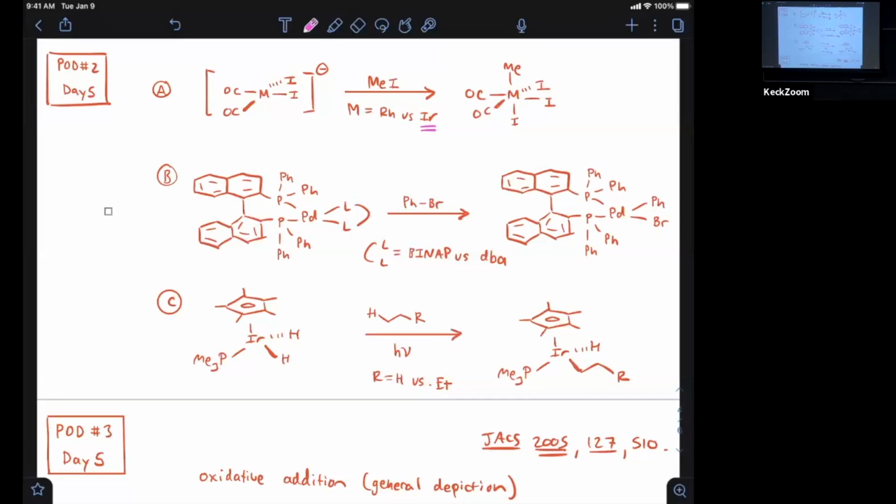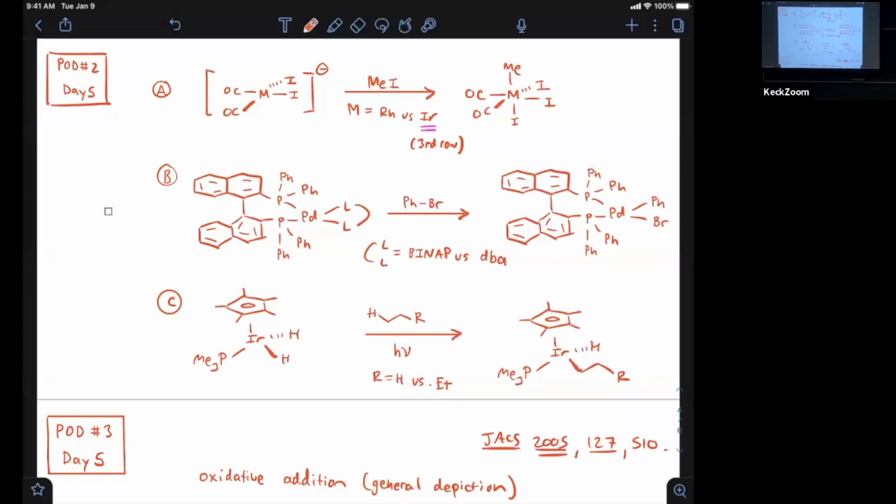Iridium is a third row, so it's more electron rich. Okay. Reacts faster. More nucleophilic is another way to state that. And we also know that it will form a stronger metal carbon bond. Now, that's a thermodynamic argument, but in this case it also means that there's a more stable transition state in that bond forming event. Any questions on that?